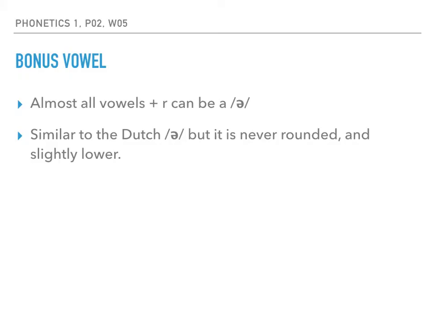And if we just make a very relaxed noise, we get the same noise that we made in the previous noise, the nurse noise. But with the bonus vowel, we're never using it in stressed words. So almost all vowels plus R in English can be pronounced with an schwa. And it's similar to the Dutch one, except for once again, just like in Beurs, it's rounded, your lips are rounded in Dutch, and in English it's not. In English it's also slightly lower.